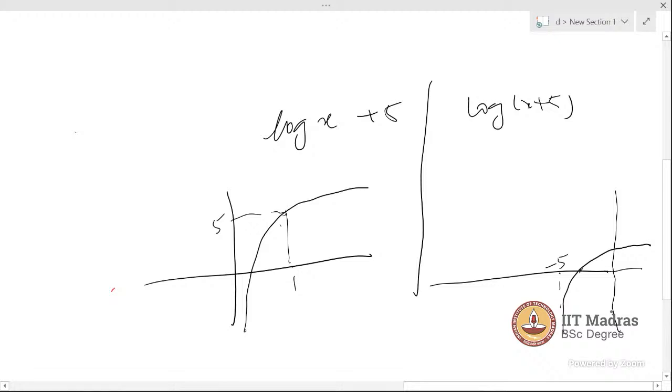The asymptote will be at x equals minus 5. But when will it be 0? When your x is equal to minus 4. So this is minus 4, 1 unit away. Yes. Okay, sir. Clear? Got it.